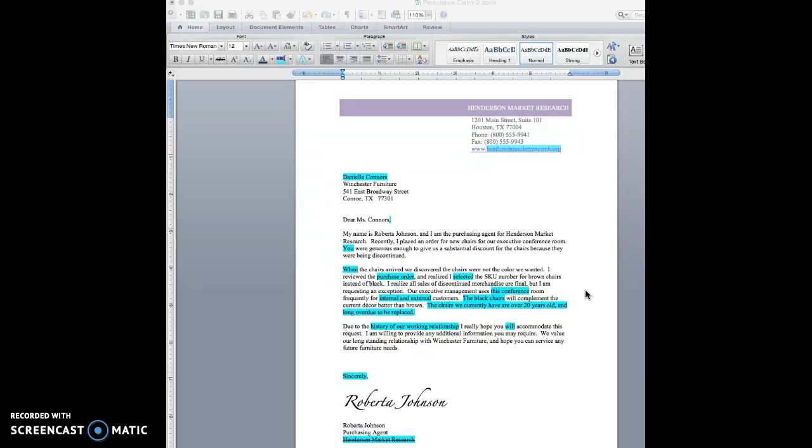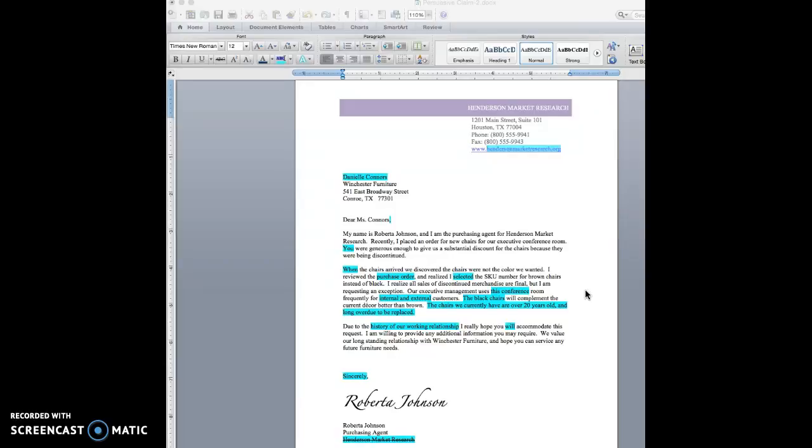So be careful of this and that and they and them. Troublesome words if they don't reference anything. So again, had she, in the story of what happened, explained that these chairs were special order for a conference room that was being remodeled, then this conference room, perhaps that reference would be okay.